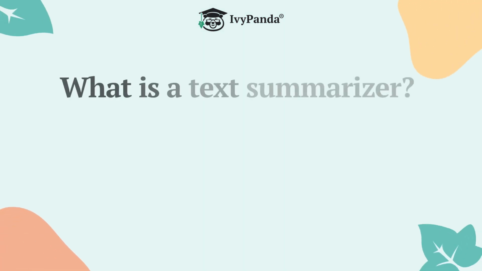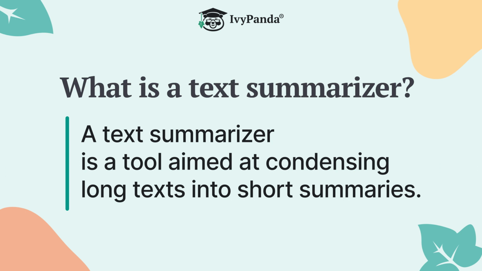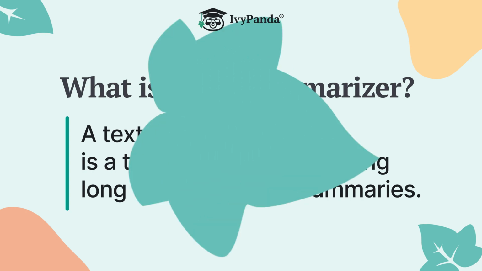First off, what is a text summarizer? In short, it is a powerful tool designed to condense long and complex articles into more concise, more manageable summaries. The IvyPanda text summarizer was created using the most advanced algorithms and language models. It extracts the most important information from the original text, preserving its essence and meaning.